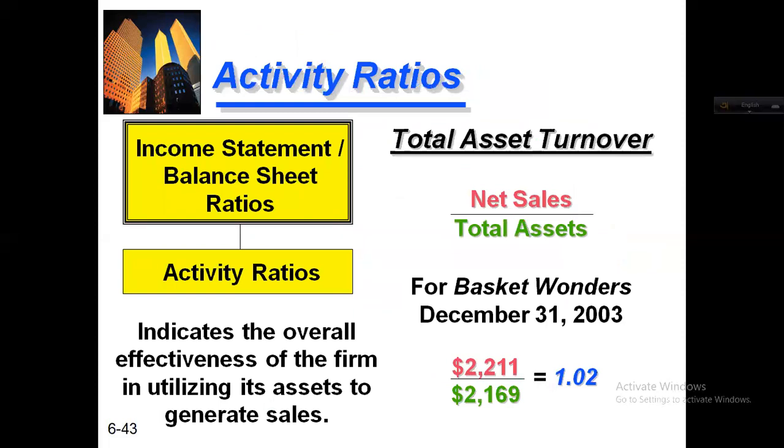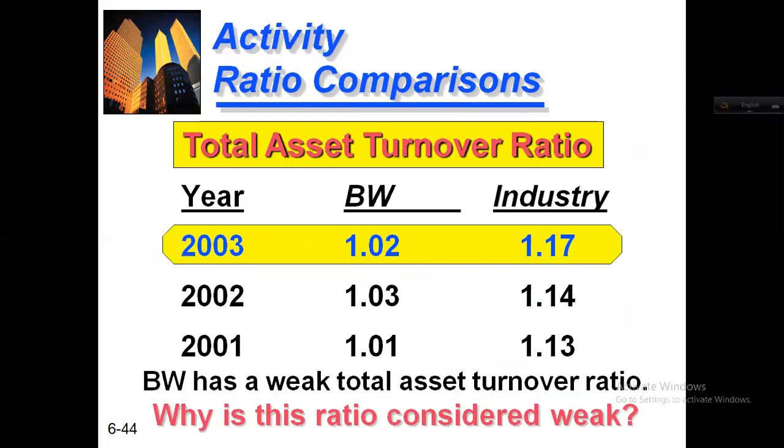Total asset activity ratio: total asset turnover is the most important ratio. You can see that it is net sales divided by total assets. That indicates the overall effectiveness of the firm in utilizing its assets to generate sales. Putting in the values, we get 1.02 times. The lower the total asset turnover, the more it indicates that we have many or excess assets. And here is the trend analysis. From 2001 to 2003 it was 1.01, and in the last year it was 1.02.